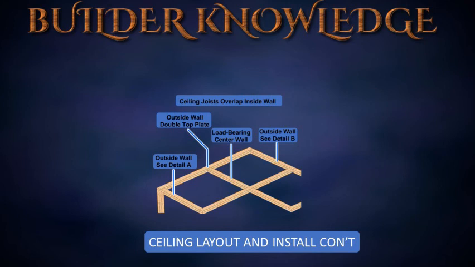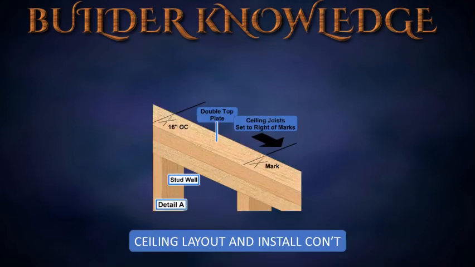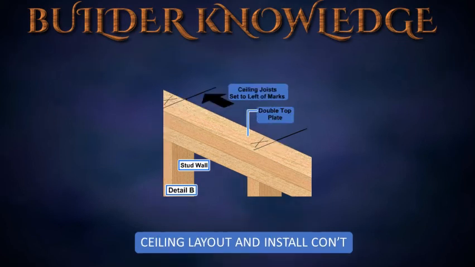Cutting and installing ceiling joists. Cut ceiling joists to length before placing them on top of the walls. Mark X's to the right of lines on the double top plate at the near exterior wall. Mark X's to the left of lines on the far exterior wall. Ceiling joists lap over the interior bearing partition.